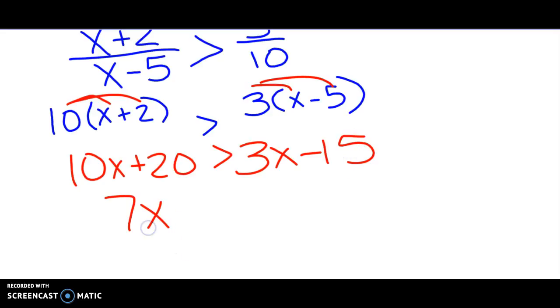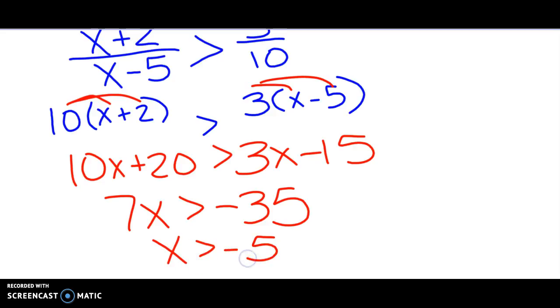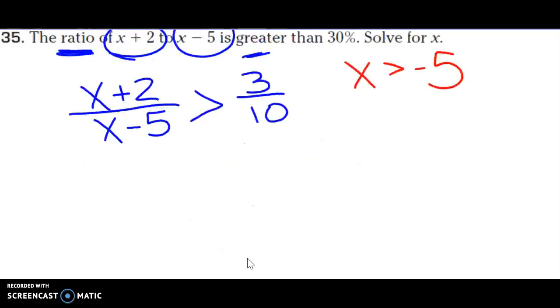You get 7x is greater than -35. We didn't multiply or divide by a negative, so we didn't have to flip the inequality. So we've got x is greater than -5. All right, so let's go write our solutions up. I'm going to pause this. Okay, so x is greater than -5, and then we can't forget what's going to make this be a problem. So x cannot equal 5.